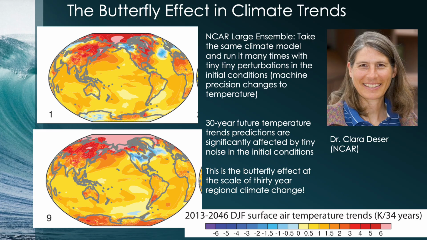Overall, the globe is warming. We have red colors overall. Russia in both of them is warming quite a bit. The poles tend to warm a lot in these types of simulations. That's called polar amplification.